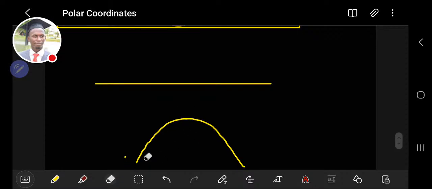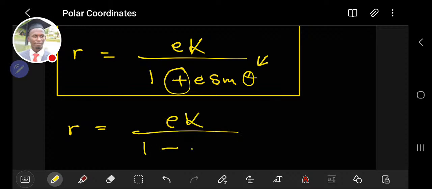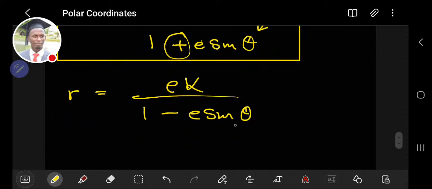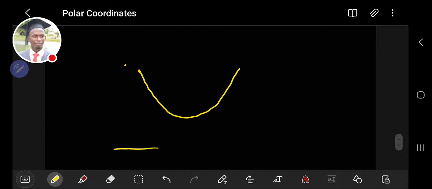In the same manner, we can make the same conclusion for when this is negative, for r equals ek over 1 minus e sine theta. Because it's sine, it's opening either up or down, but because it's negative, it's opening upwards to the positive. So it's going to open upwards, and the directrix is going to be below that node. So it's going to be something like this.